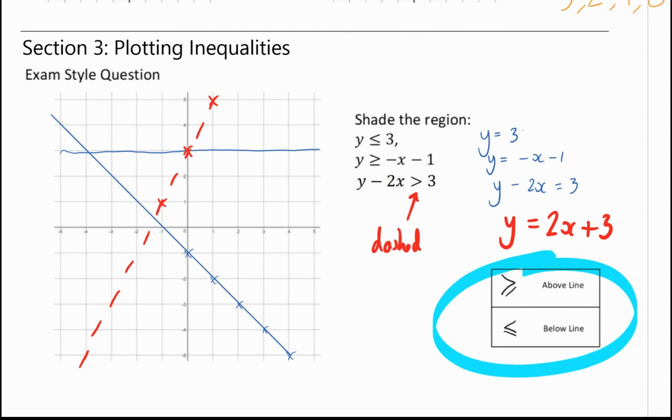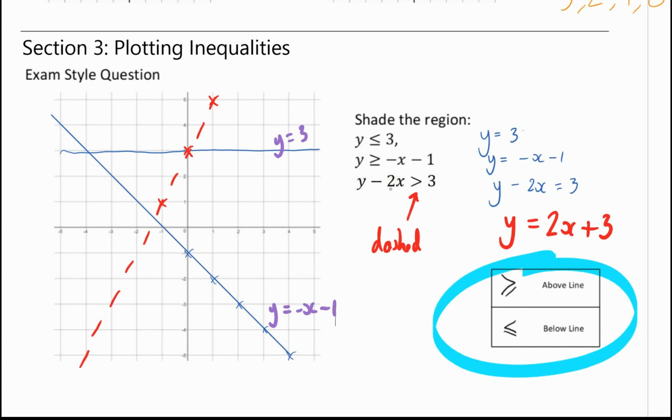So going through them, my first line was y equals 3, and I want to be below this. So I'm going to make sure whenever I finish, I'm below this line. Next, I've got a greater than, so I want to be above this line, because this line here was y equals minus x minus 1.